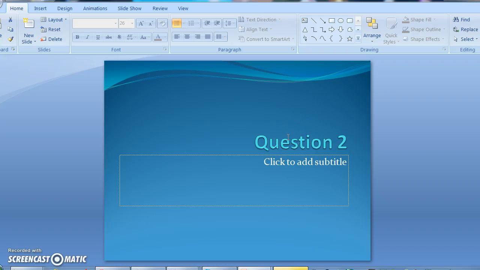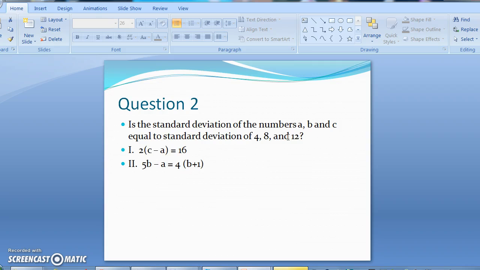Alright guys, great, welcome to the question number 2 discussion. A very interesting question. Let's take a look. Question 2 says, is the standard deviation of the numbers a, b and c equal to the standard deviation of 4, 8 and 12? Statement 1 says 2(c minus a) equals 16, and statement 2 says 5b minus a equals 4(b plus 1).